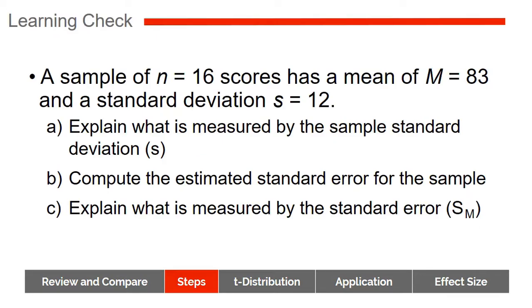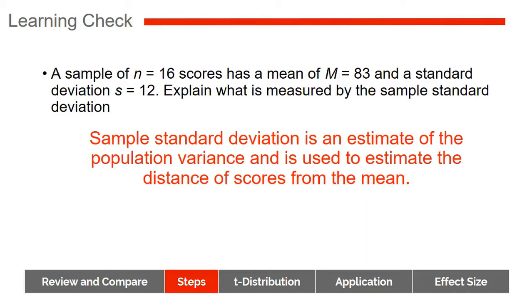Okay, so I'm going to present to you a problem. I'm going to ask you to pause the video and try it and then come back for the answers. A sample of 16 scores has a mean of 83 and a standard deviation of 12. And if you'll notice, I'm talking about standard deviation. You know we're going to use variance, so we have to figure out how to do that. So explain what is measured by the sample standard deviation, compute the standard error for the sample, and explain what is measured by the standard error. Those are your 3 tasks. Pause the video to try to figure it out, and then come on back.